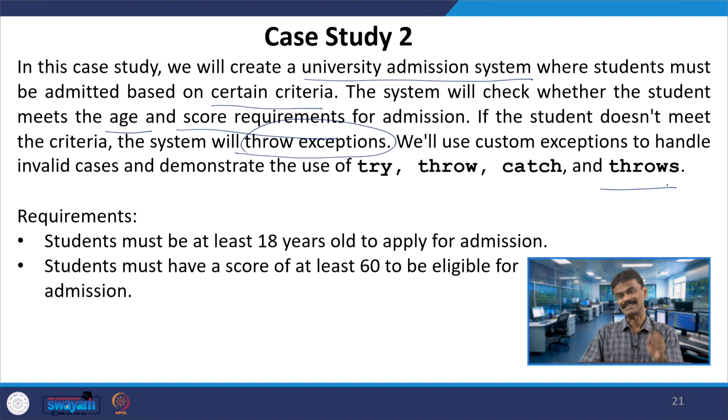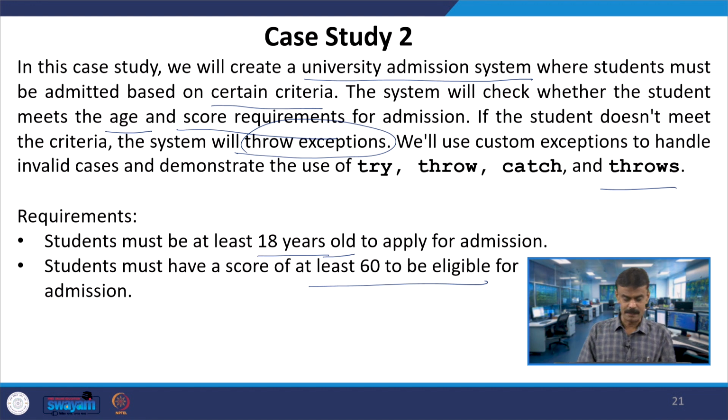So, all the exceptions whatever we have studied so far, we are going to use this. The requirement is that the student must be at least 18 years old to apply for admission, right. The student must have scored at least 60%, or 60 marks, to be eligible for admission, right.